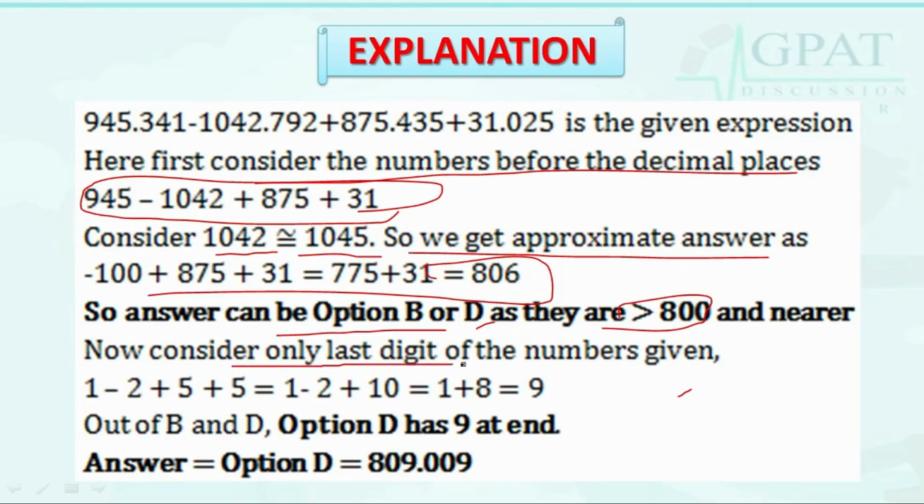Now consider only the last digit of the numbers given, that is 1 minus 2 plus 5 plus 5, that is 1 minus 2 plus 10. So 1 plus 8 is 9. So out of B and D, option D has 9 at end. So answer will be option D, that is 809.009. Students, I hope that you can understand. Just try to focus on this given paragraph and you can attempt the questions and you can clear out your problems.